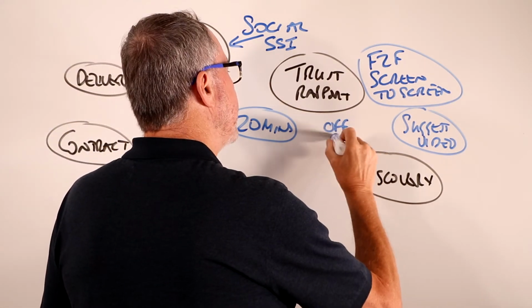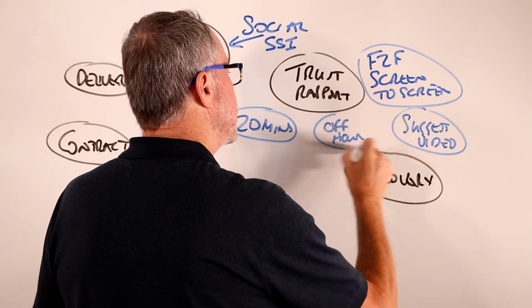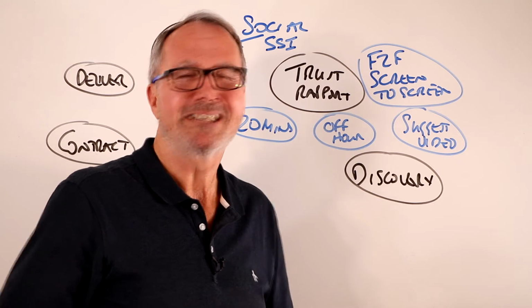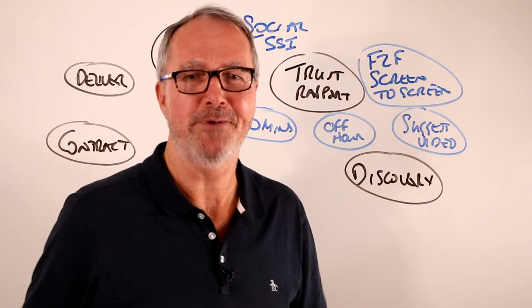Fix the meetings off the hour, so never have a meeting on the hour. Always have them like 5 past, 10 past. It just makes people more precise with their timings if you go off the hour as well.